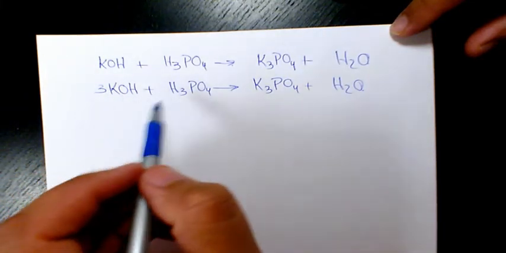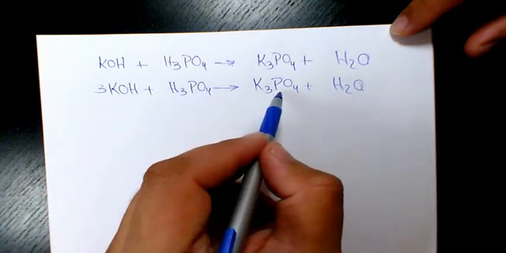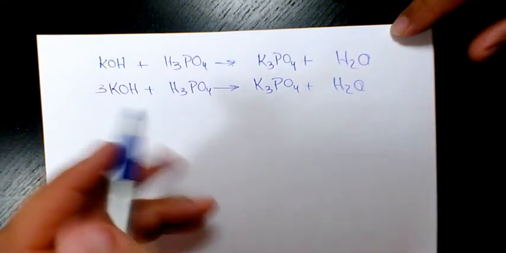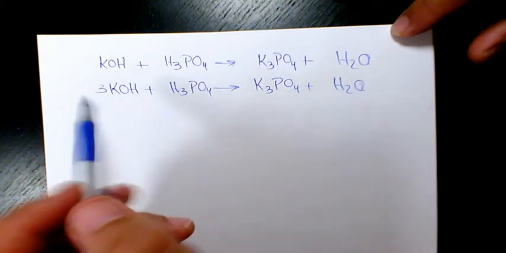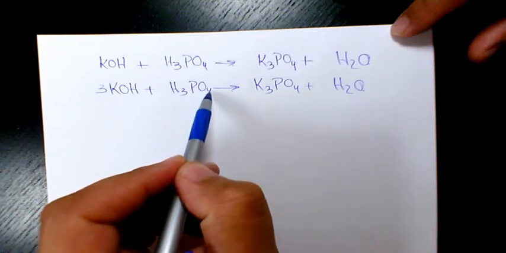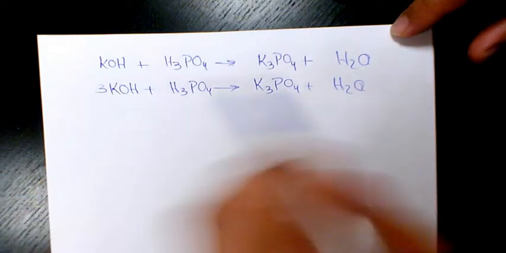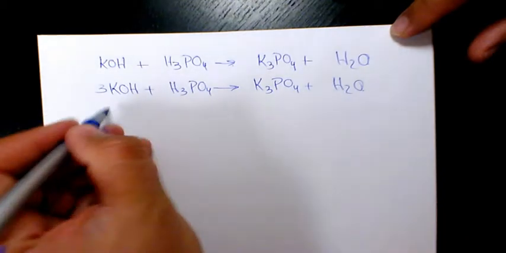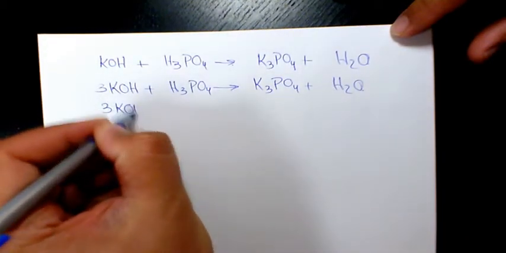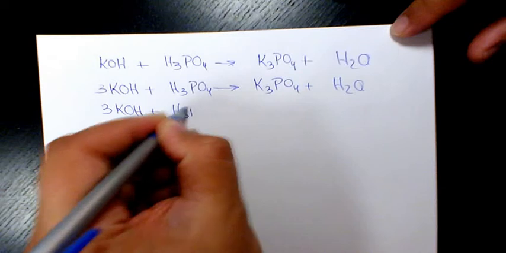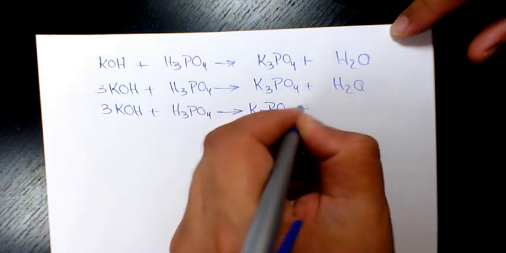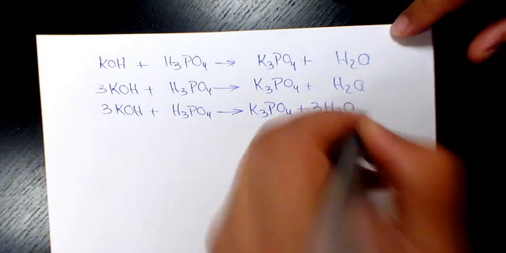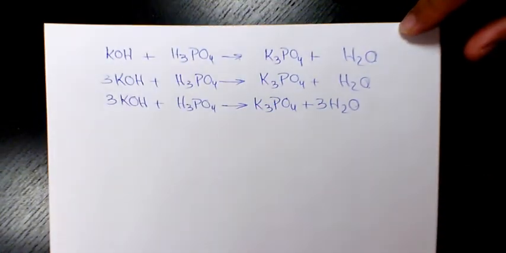Now we have P 1 here and 1 here. That's already balanced for now, in case we need to change it later on. Let's see what is going to happen. Oxygen, we have 4 and we have 3, 7. We have 4 and we need to place 3 in here as well. So it's 3KOH plus H3PO4 gives us K3PO4 plus 3H2O. That's going to be balanced. Everything is balanced now.